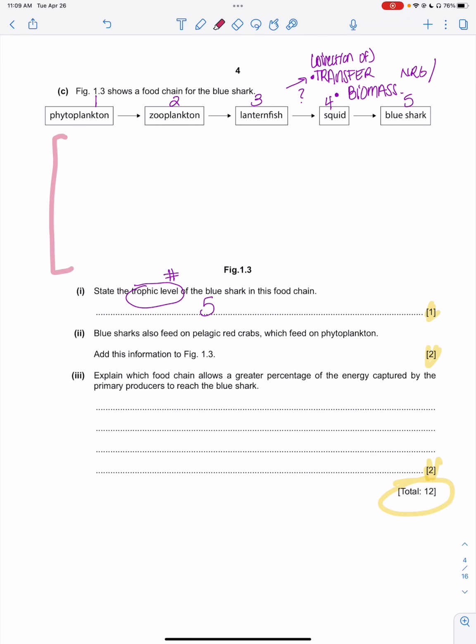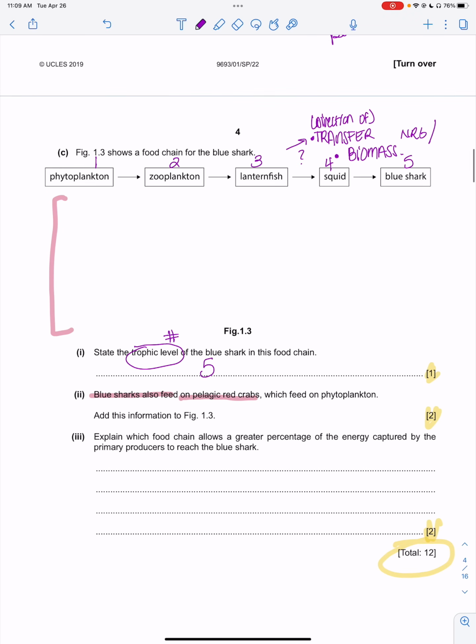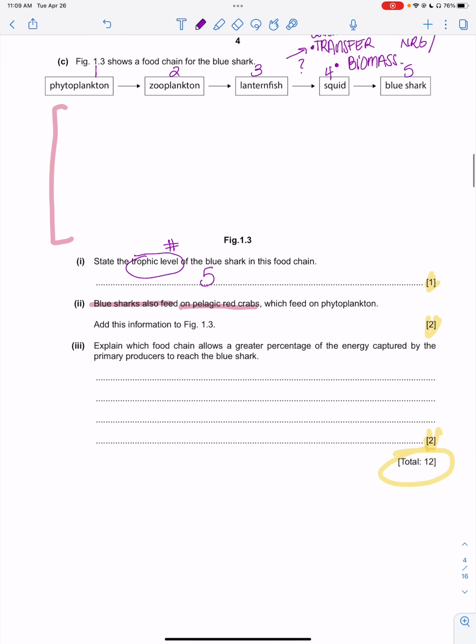Moving on. Blue sharks also feed on pelagic red crabs. Pelagic means open ocean. Feed on, they eat. You can simplify words for yourself. Anytime I see concentration, I will always simplify it for myself. So they feed on pelagic red crabs. So blue sharks also eat that, and they're talking about those pelagic red crabs feeding on, so they eat, phytoplankton. Add this information, it's 2 marks. So they're looking to see, do you have the arrow pointing from phytoplankton into the pelagic red crab and then that red crab to the blue shark?